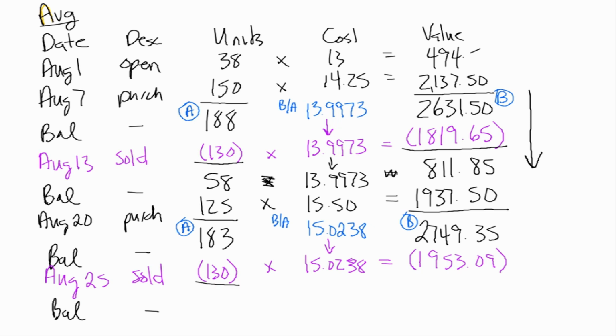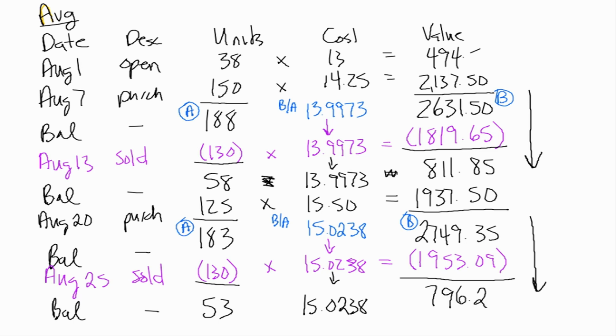So guess what? You already know this is going to be 53. And I'm going to carry this down, 15.0238. Now, remember I said, don't do the multiplication. Always do this down, because you're going to end up with a rounding error and it's going to get confusing. 796.26. So what is this equal to? Ending inventory.